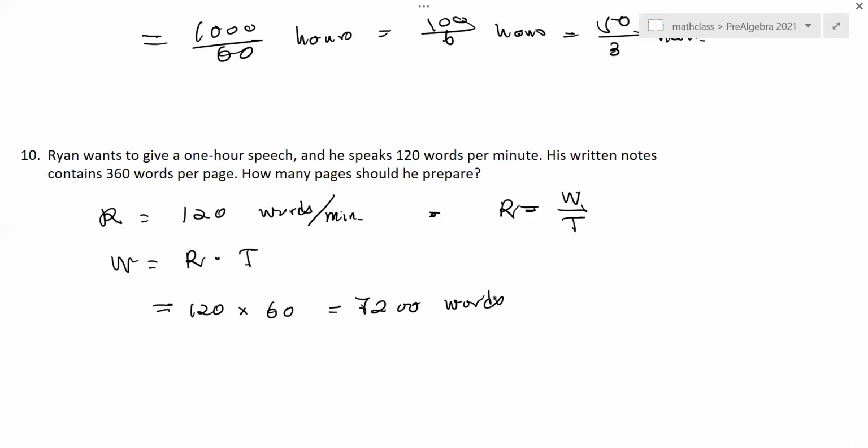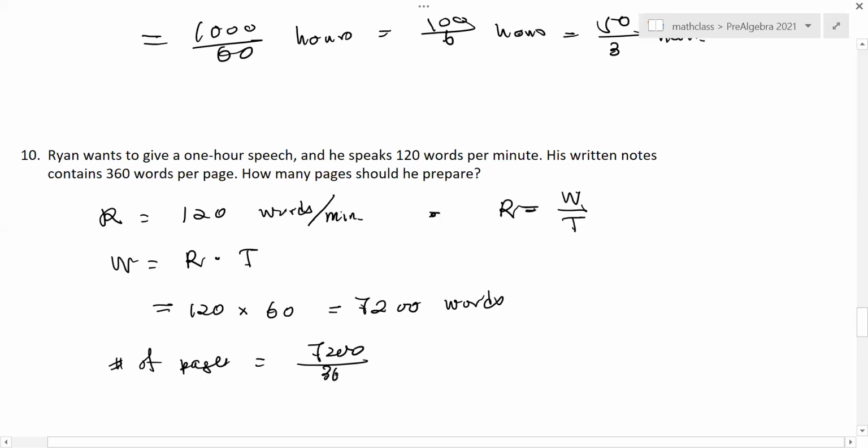Now, one page is 360 words. So the number of pages is going to be another division, so it's another rate. So that's going to be 20 pages.